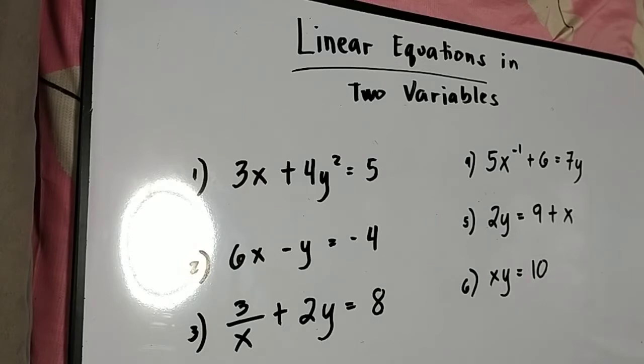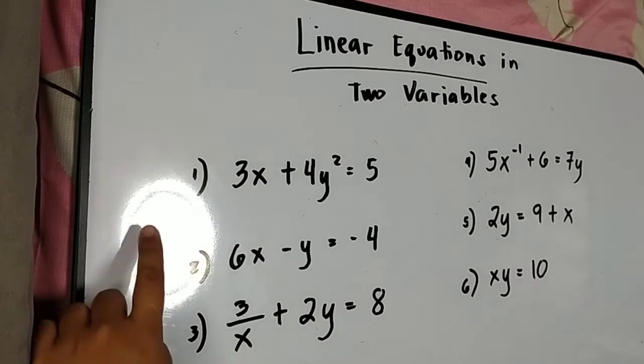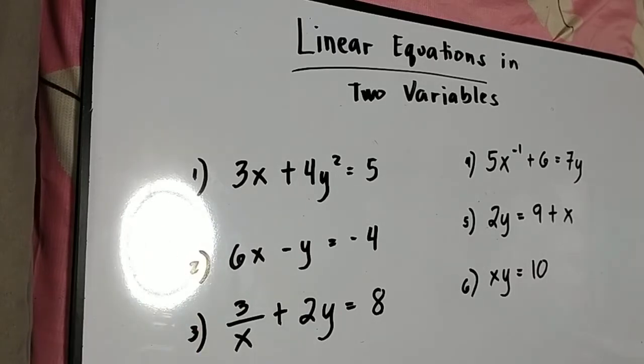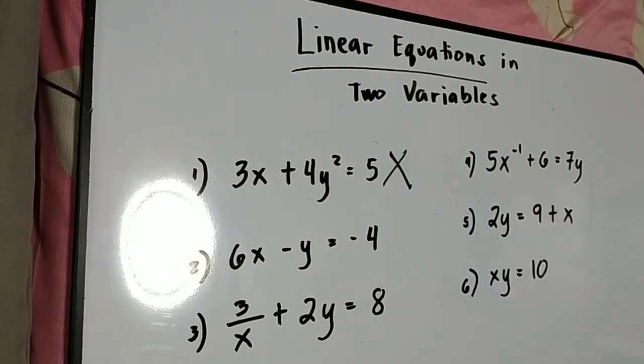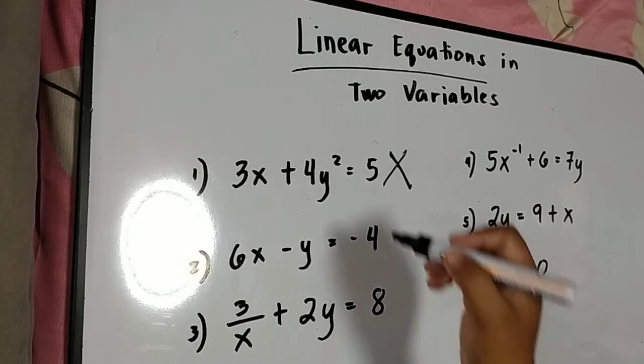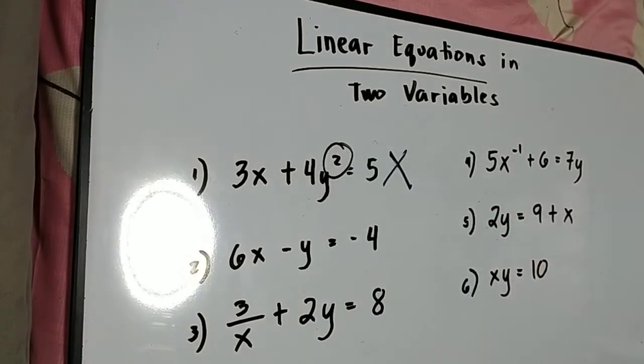Okay. So first, I have here equations. I-check natin kung example sila ng linear equation in two variables or hindi. First one, 3x plus 4y squared equals 5. Okay. So this is not an example of linear equations in two variables. Why? Kasi naka-squared si y.